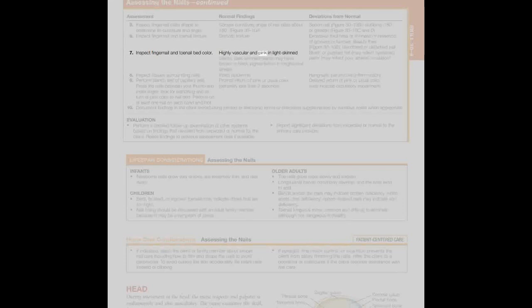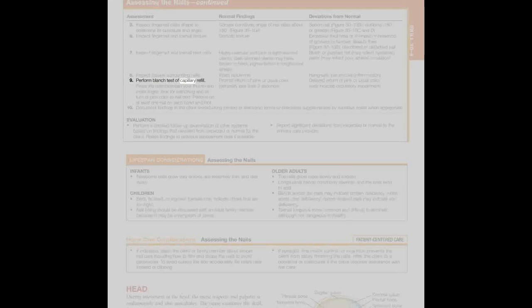Normal: highly vascular and pink in light-skinned clients; dark-skinned clients may have brown or black pigmentation in longitudinal streaks. Deviations: bluish or purplish tint may reflect cyanosis, pallor may reflect poor arterial circulation. 8. Inspect tissues surrounding nails. Normal: intact epidermis. Deviations: hangnails, paronychia, inflammation.